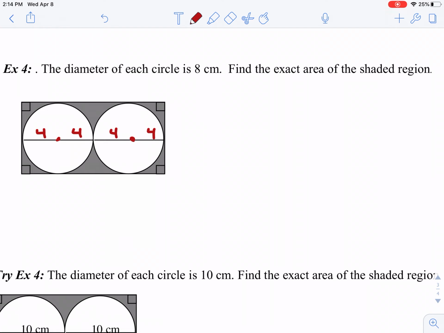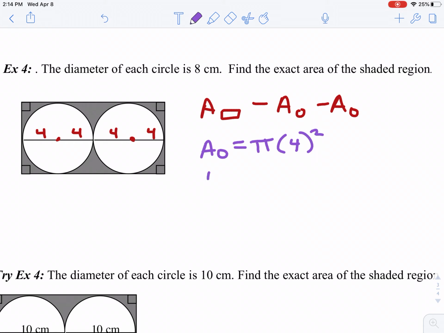So again, the area of that outer shape, the rectangle, taking away the area of the circle, but we have to remove that area of the circle twice, right? We have to remove both circles. That will give us the area of the shaded region. So we have to find each thing. So let's find the area of the circle. We know the radius is 4. So my area is 16 pi. That's my area of the circle.